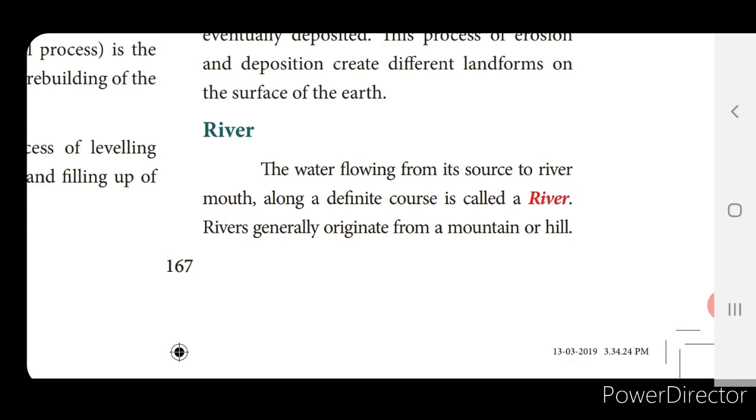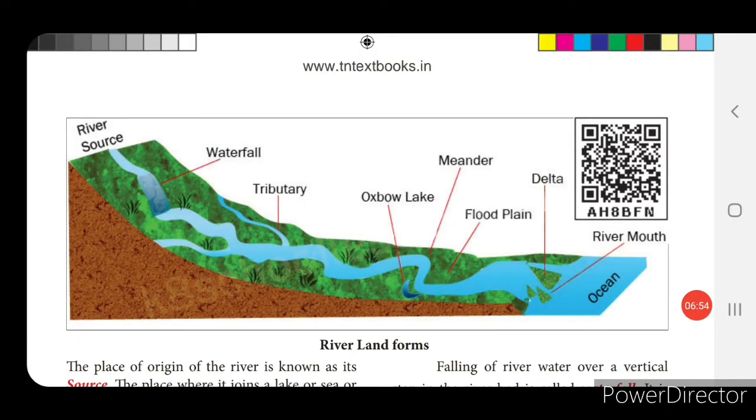A river is the water flowing from its source to the river mouth along a definite course. Rivers generally originate from a mountain or hill. You can observe this picture. Rivers generally originate from the hills, and that place we call the river source.